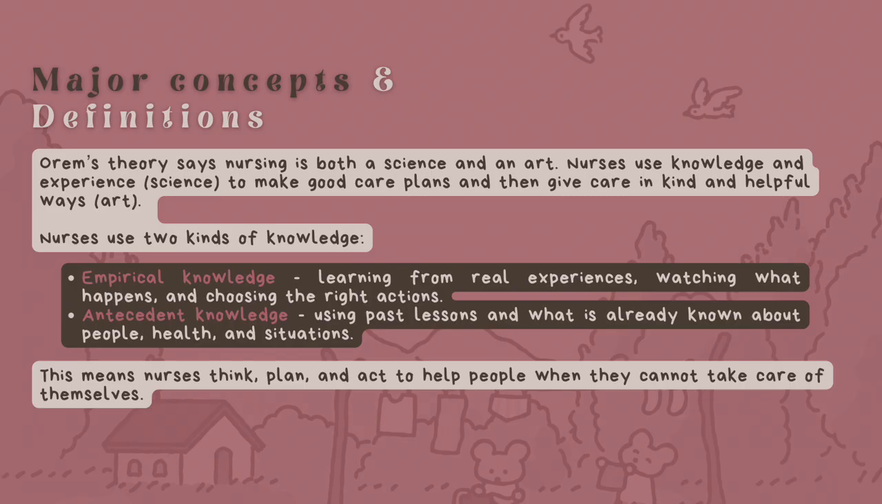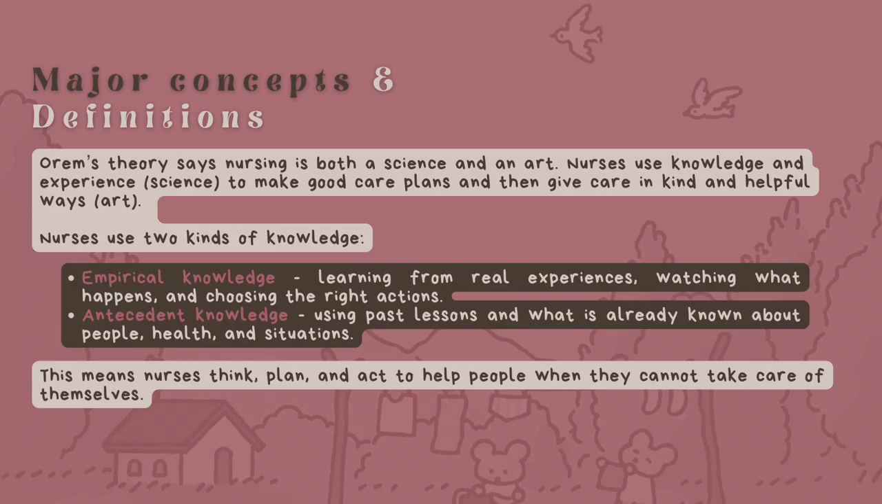And nurses use two kinds of knowledge. According to Orem, nurses in this theory, they use two knowledge. We have the empirical knowledge. This knowledge is learning from real experiences, watching what happens, and choosing the right actions. Ibig sabihin lang po nito, pag sinabi natin empirical knowledge, these are our personal experiences, at yung binibase natin kung anong nangyayari. At doon pa lang, nakikita natin kung ano yung right action natin pag in-apply natin sa sarili natin. That is empirical knowledge, basing on real experiences, real happenings.